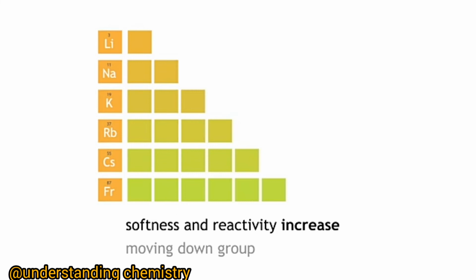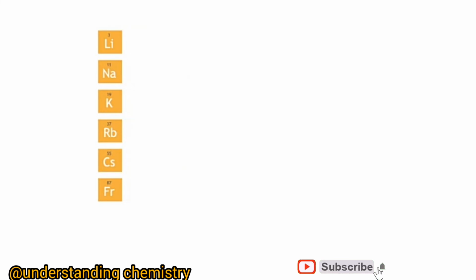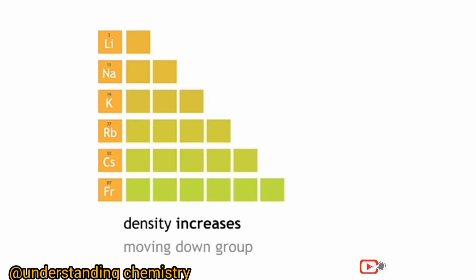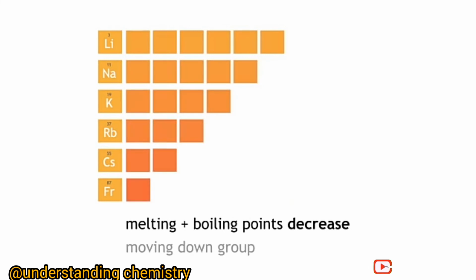We can predict that rubidium and cesium will be much softer and much more reactive. Francium is radioactive and is very rare in nature. There are also other observed trends moving down the group. Their density increases, and their melting points and their boiling points will decrease.